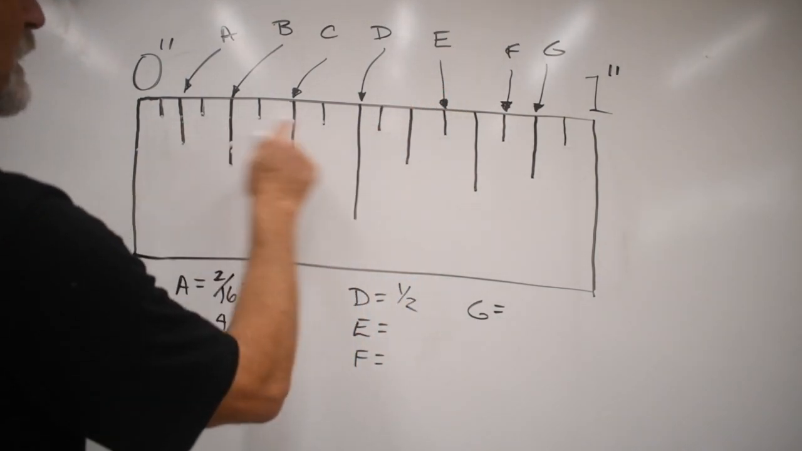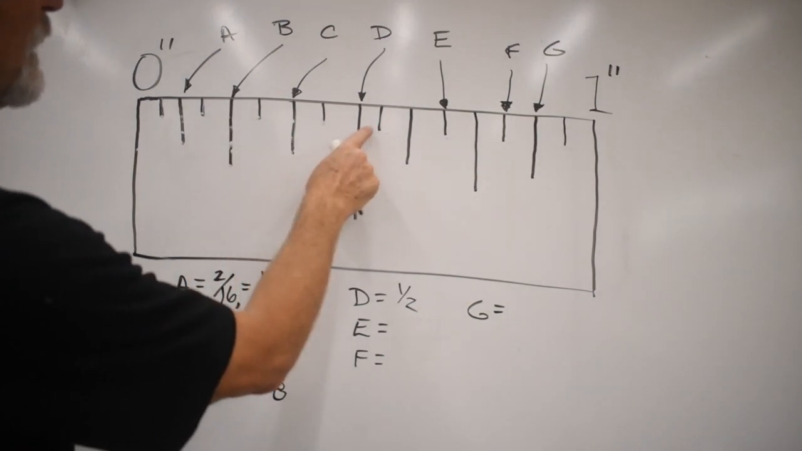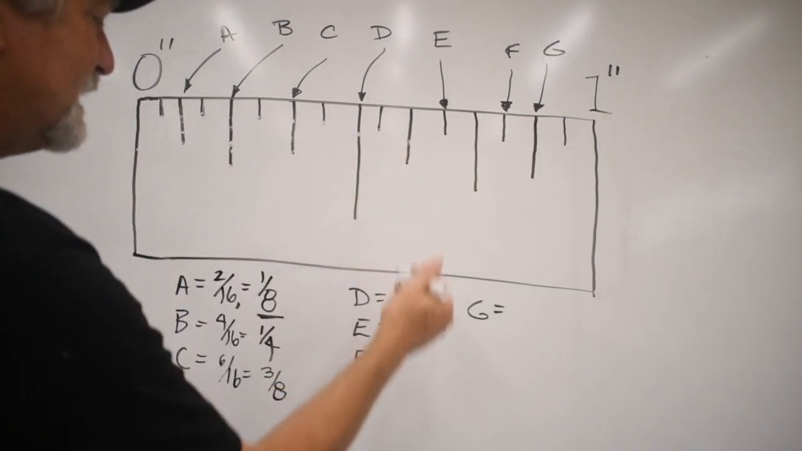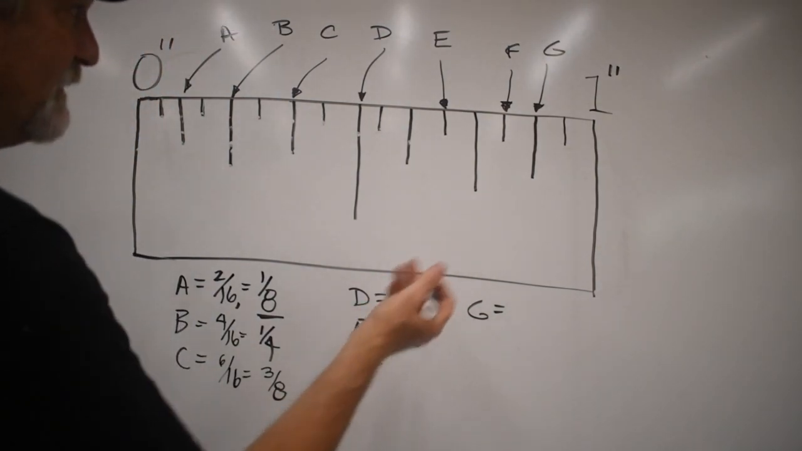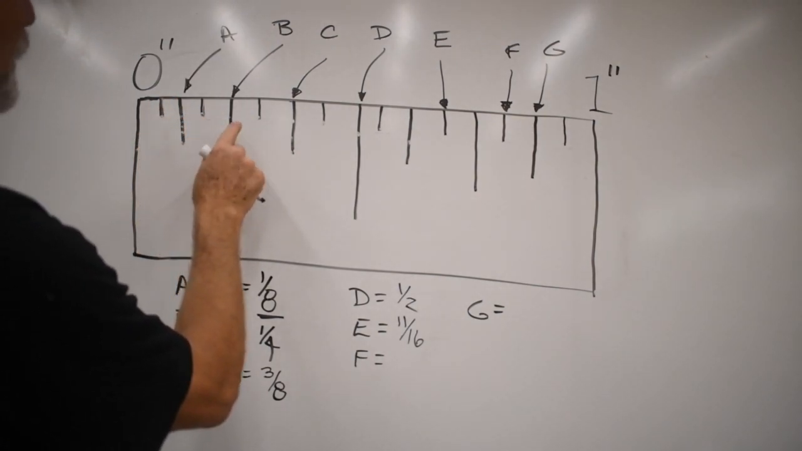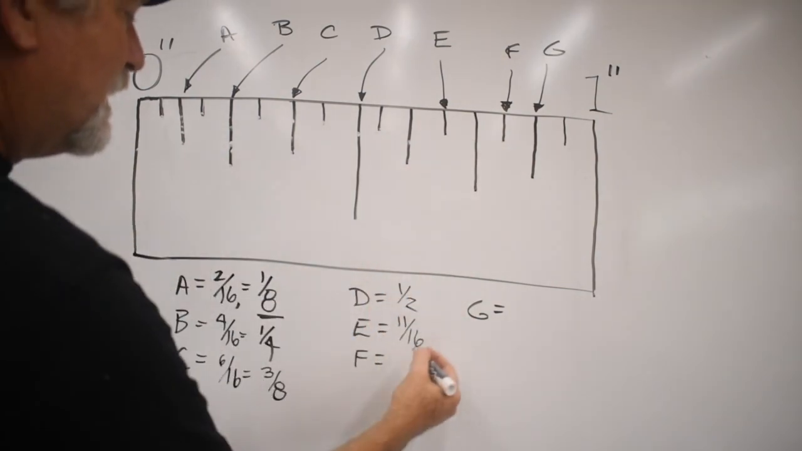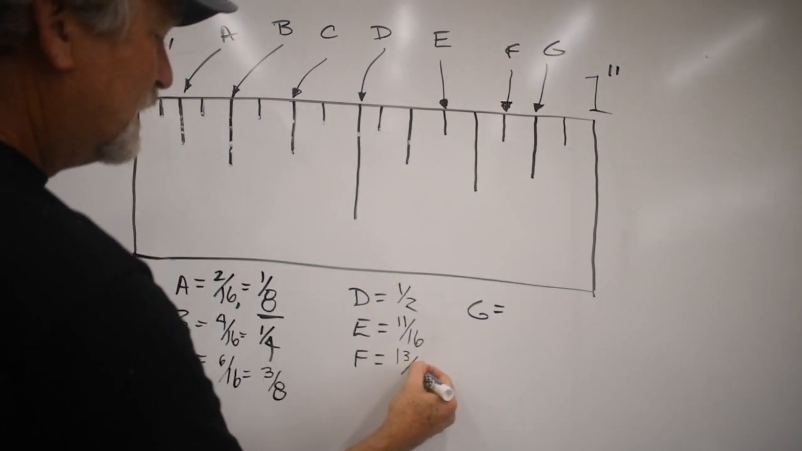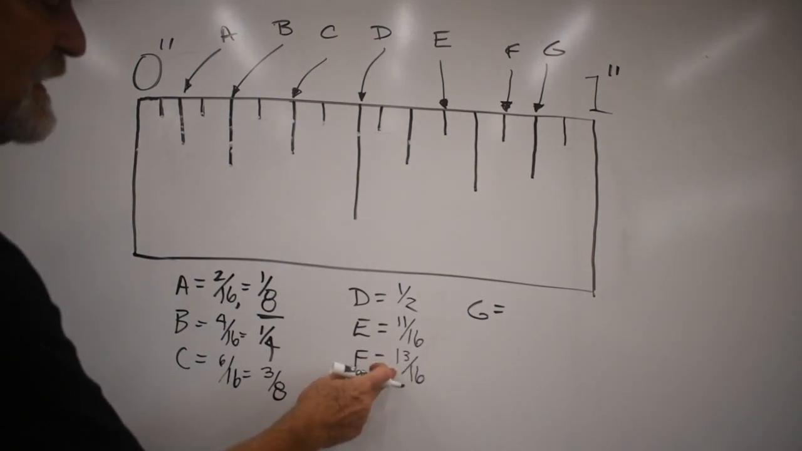E. Let's see what it is. 1, 2, 3, 4, 5, 6, 7, 8, 9, 10, 11. 11/16. Can that be reduced? No, so it's 11/16. F. 1, 2, 3, 4, 5, 6, 7, 8, 9, 10, 11, 12, 13. 13/16. Can that be reduced? Not that I'm aware of, so it is 13/16.